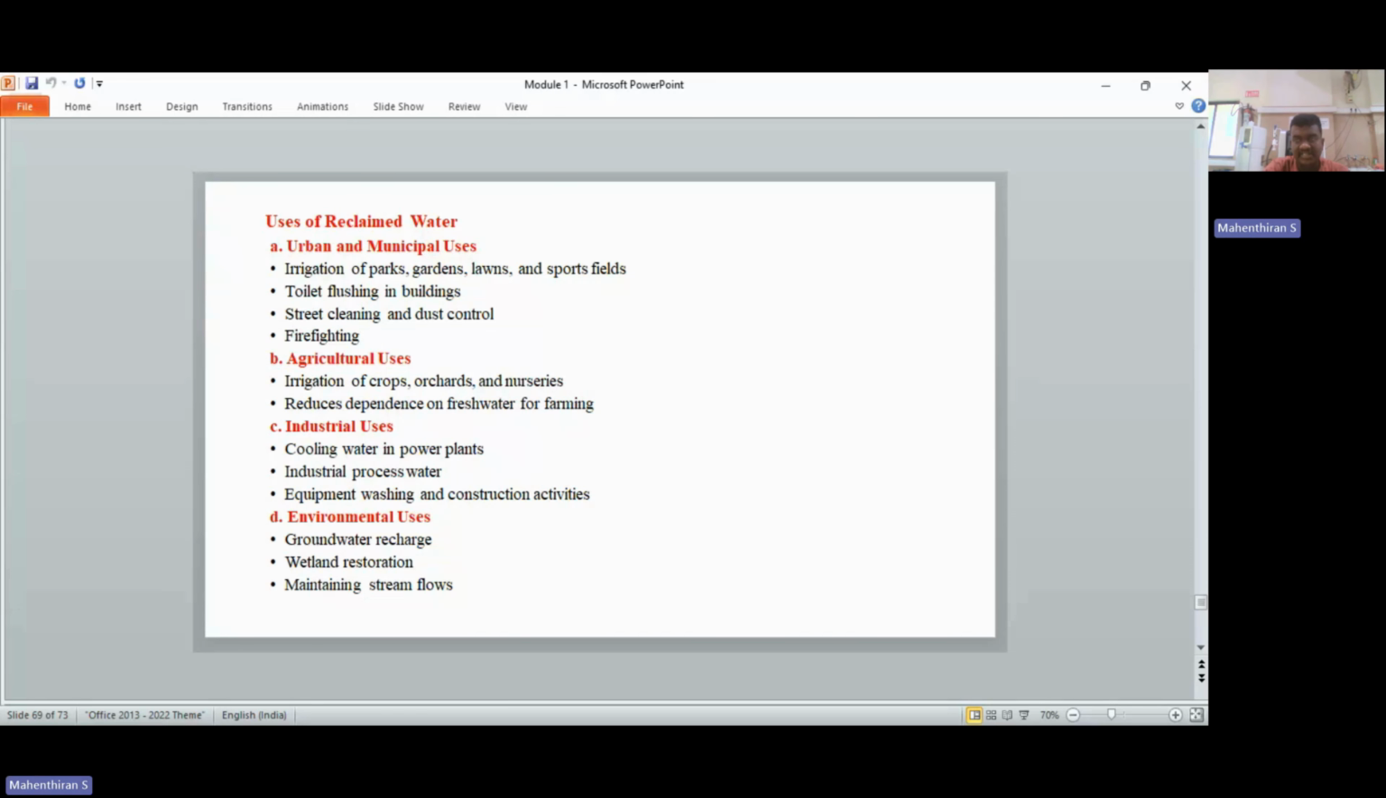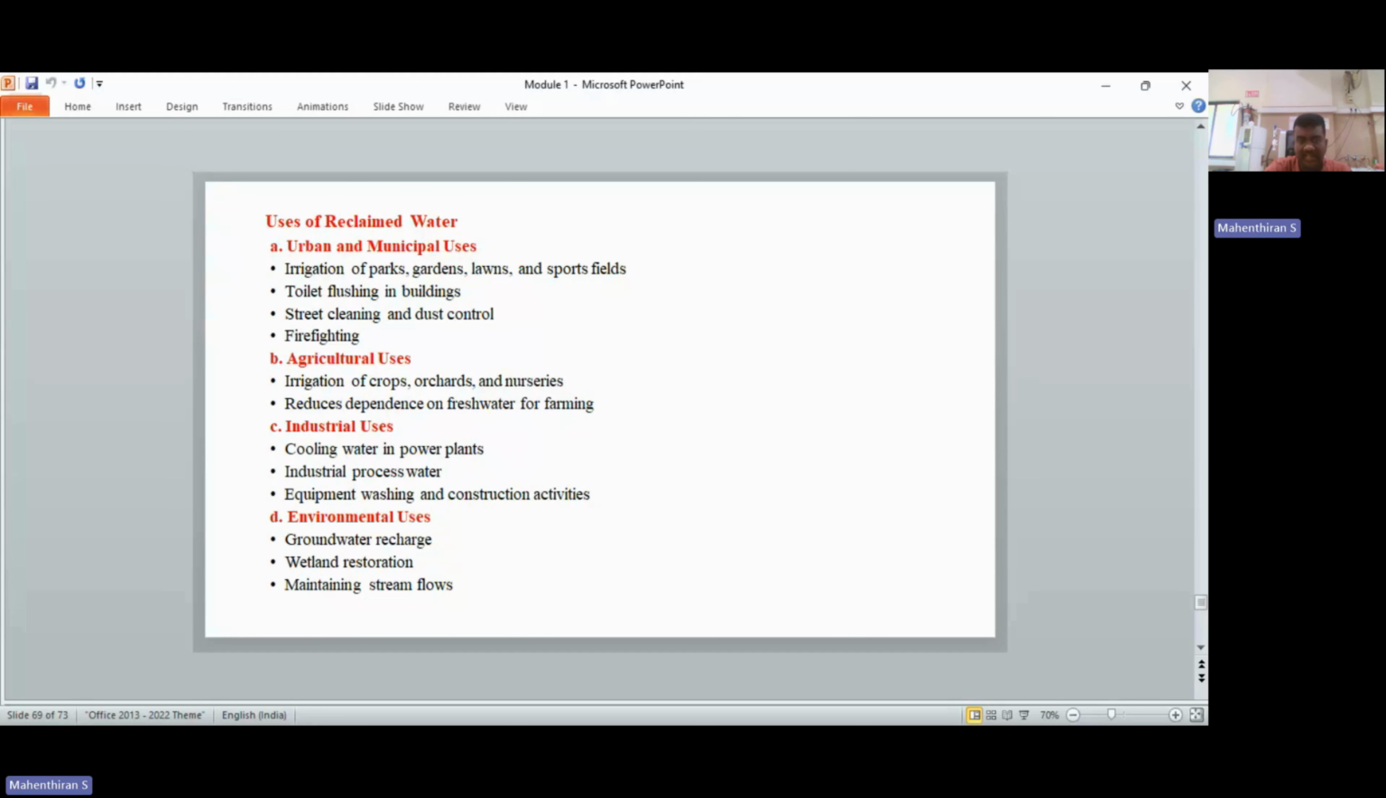And regarding the environment, the final category is the environmental uses. This is the most ecologically significant category. This can be used for groundwater recharge. Groundwater levels are falling rapidly in many parts of the world due to over extraction. The reclaimed water, after advanced treatment, can be deliberately recharged into the aquifers, which is referred to as managed aquifer recharge. The water percolates through the soil, which provides additional natural treatment, and then becomes a part of the groundwater resource that can be extracted later for various uses.